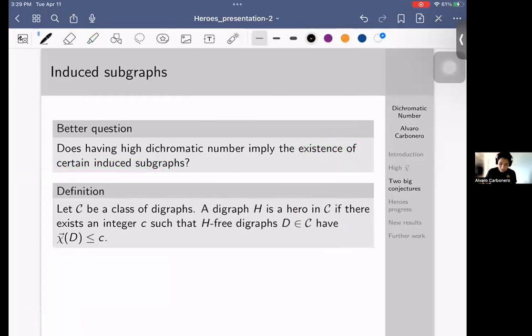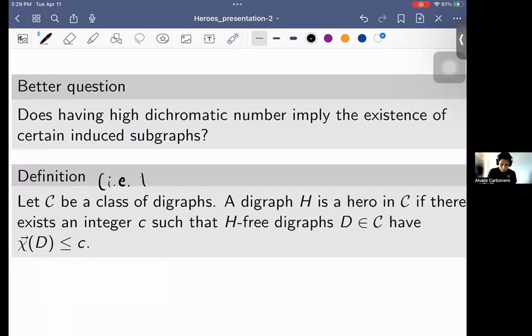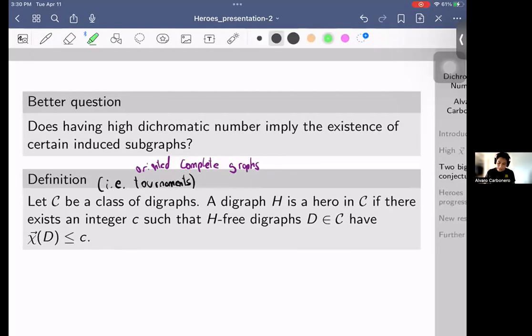So let C be a class of digraphs, for example, tournaments, which, by the way, maybe I didn't mention this, are oriented cliques or oriented complete graphs. A digraph H is a hero in the class of digraphs C if there exists an integer c such that H-free digraphs of the class have bounded dichromatic number. So we are talking about a class of digraphs, and we are saying that H is a hero in that class of digraphs whenever H-free digraphs have bounded dichromatic number, and that bound is given by the number small c.